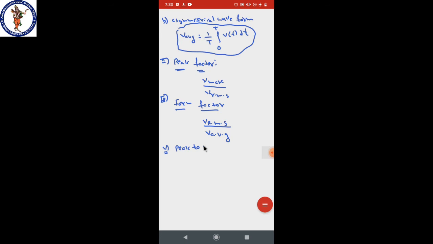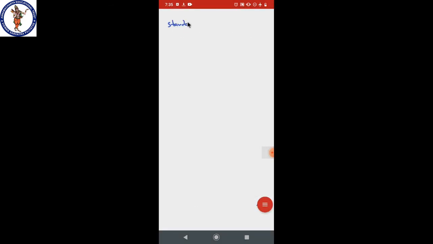Peak to peak value. Next you go for the peak to peak value, V maximum minus V minimum. This is the peak to peak value.